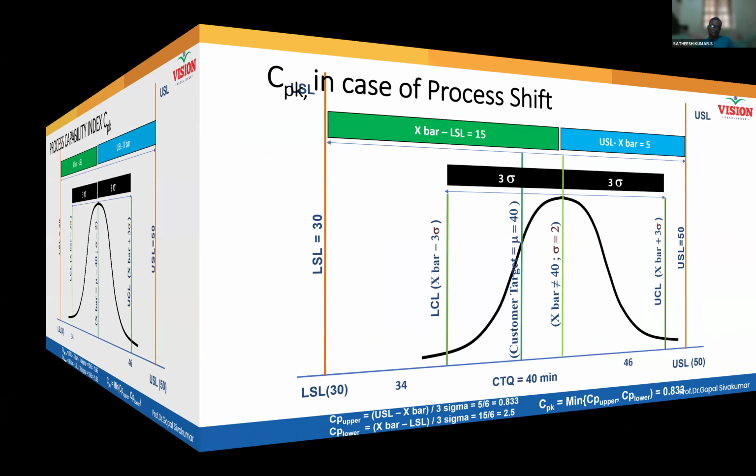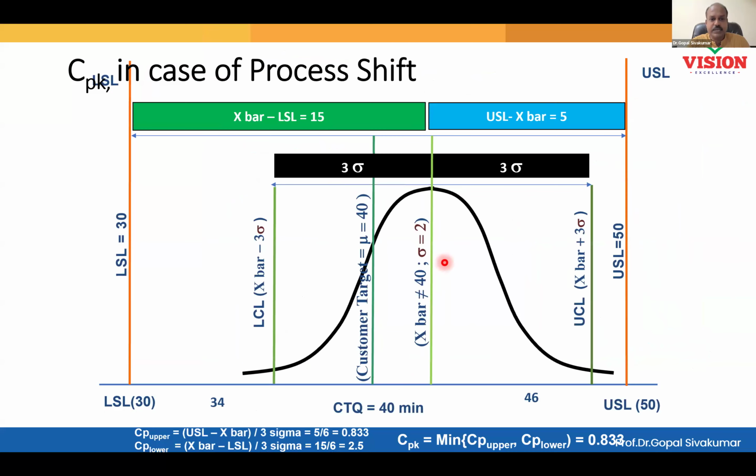And now look at this condition. Your process is shifted to the right side. Can you see from the slide? Your process is shifted to the right side. Now what happened to the numerator? The blue bar has reduced in size. Can you see that? The blue bar reduced in size.